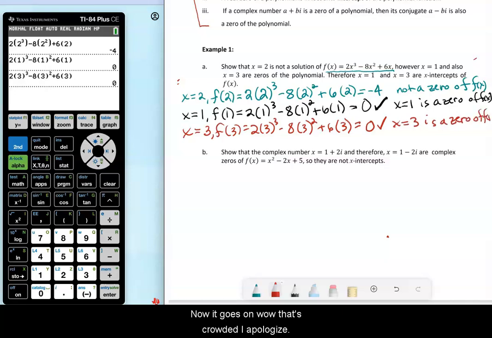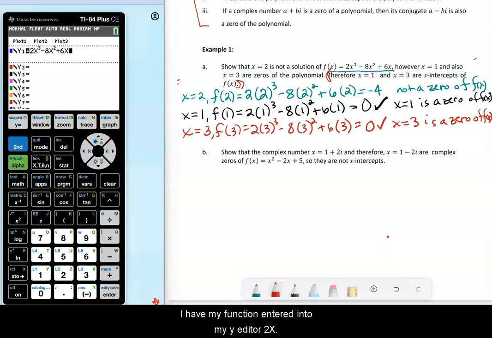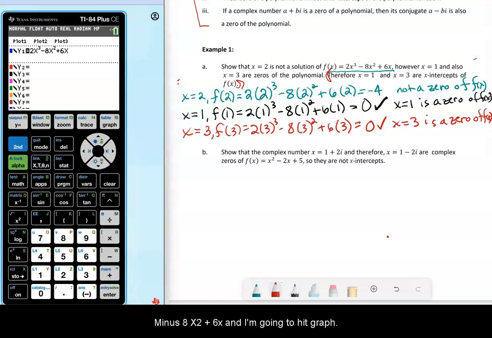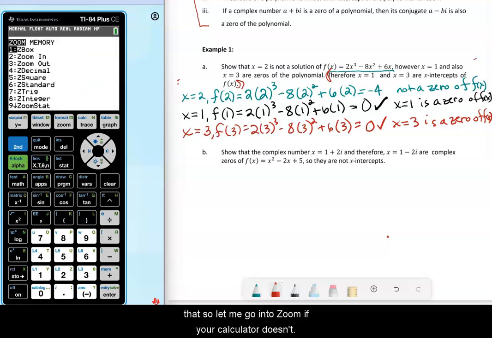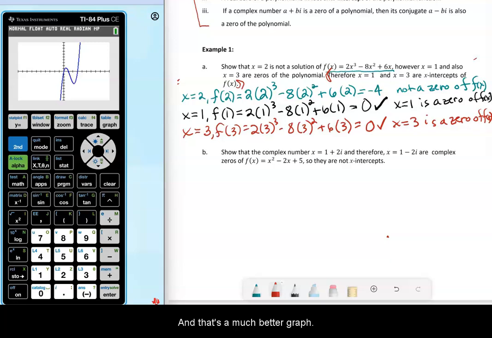Now, it goes on, wow, that's crowded, I apologize. It goes on and says, therefore, 1 and 3 are x-intercepts of f of x. So let's check that on our calculator. I have my function entered into my y editor, 2x cubed minus 8x squared plus 6x. And I'm going to hit graph. And it looks like it's intersecting, but I think my graph is not set on standard. Remember, we've talked about that. So let me go into zoom. If your calculator doesn't look like what you expected, go into zoom and hit 6. And that's a much better graph.